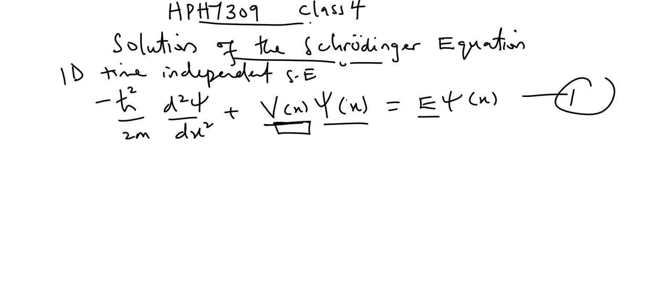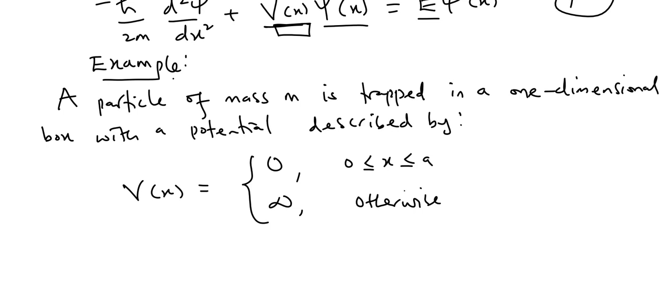So we're going to solve this Schrodinger wave equation for a simple problem, I think the simplest problem, and we'll calculate the wave function and the energy eigenvalues. So let's take the example. A particle of mass m is trapped in a one-dimensional box with a potential described by V of x equals 0 when x is between 0 and a, and it is infinity otherwise.